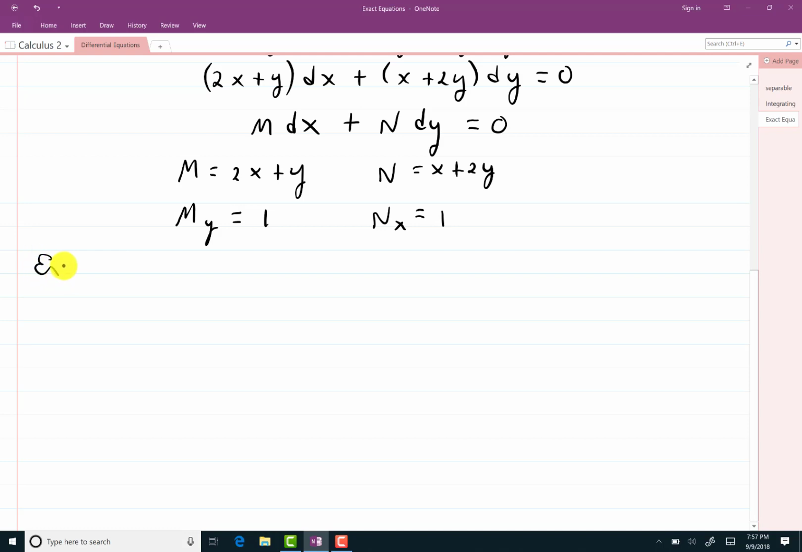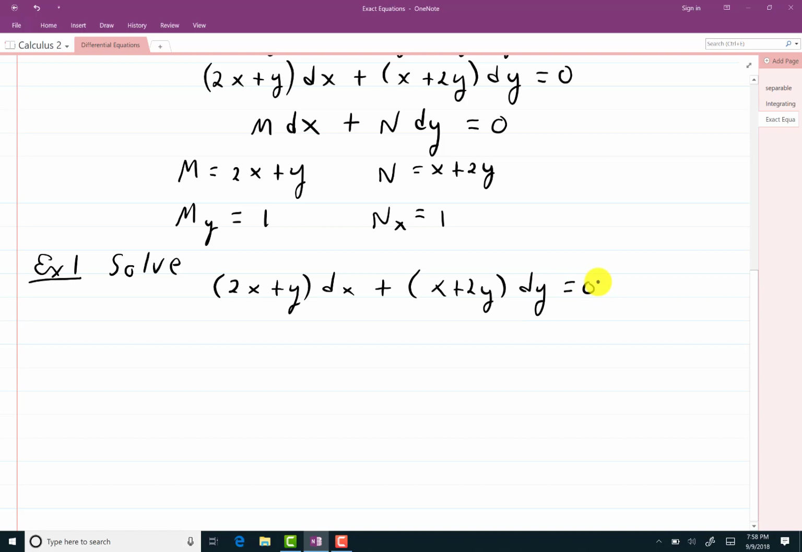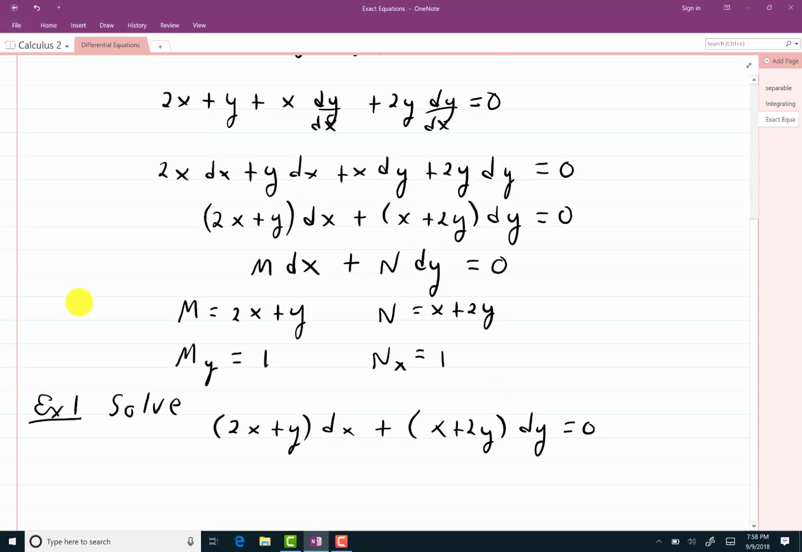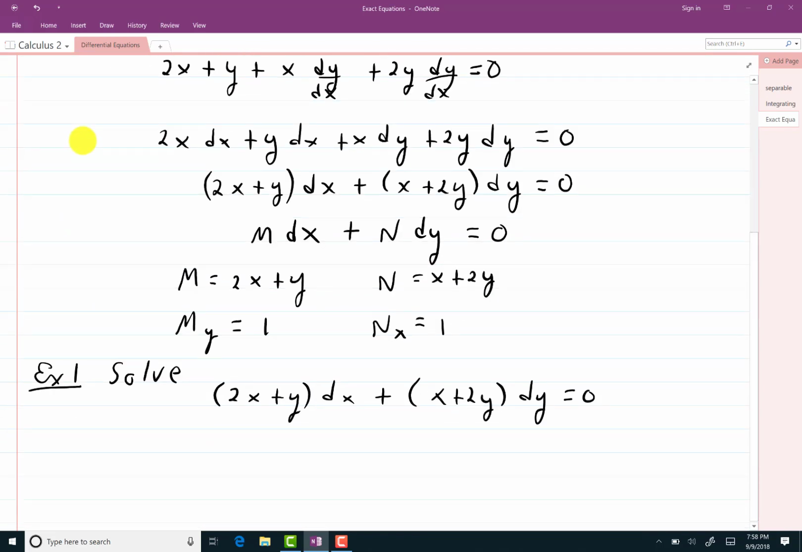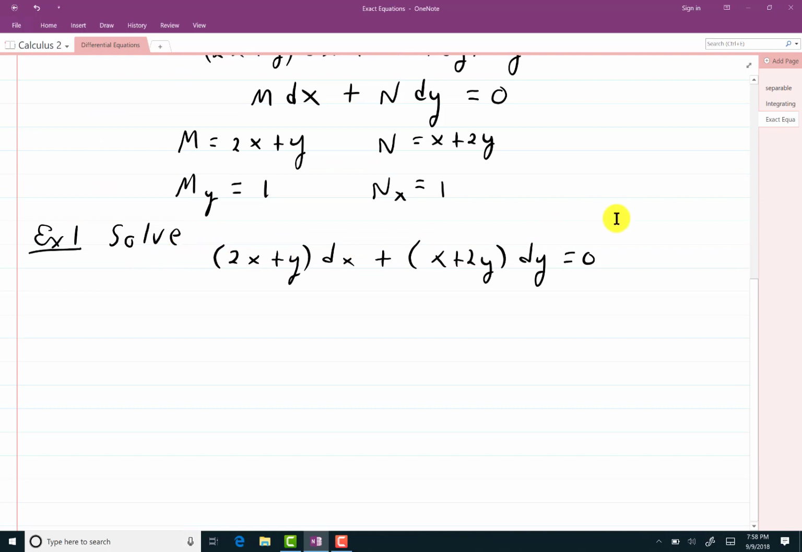So let me go start here, example 1. I'm going to have you solve the equation that I ended up with before, 2x plus y dx plus x plus 2y dy, and that's equal to 0. Now, we saw that I took the derivative of an expression. I took the derivative of this thing here in order to arrive at what we have. So I want to go backwards.